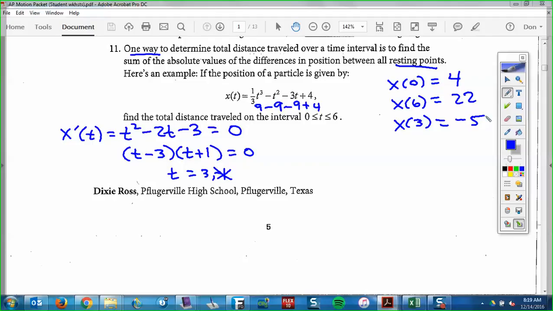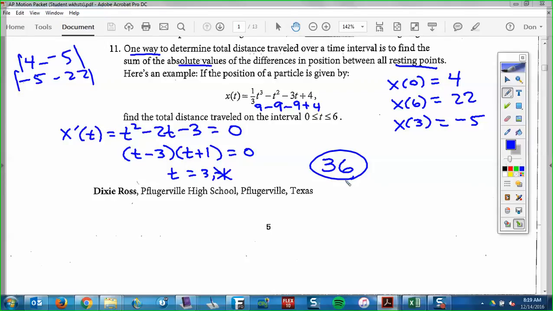Then I went from negative 5 to 22, which is a distance of 27, wouldn't it? Yeah, it'd be 5 plus 22. So I went 9 that way, and then 27 this way. And they say the absolute values because it doesn't matter which way you subtract them, right? So it's like 4 minus negative 5, and then it's negative 5 minus 22, which would be negative 27, but take the absolute value. So we're at 9 and 27. Is that how you did it?